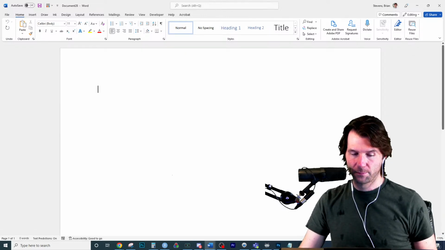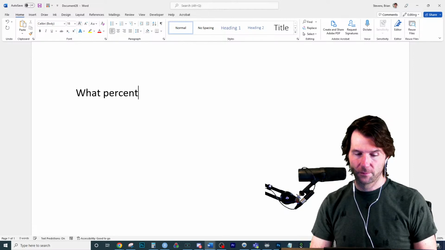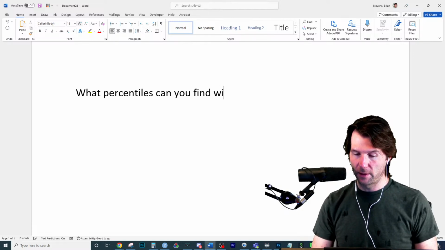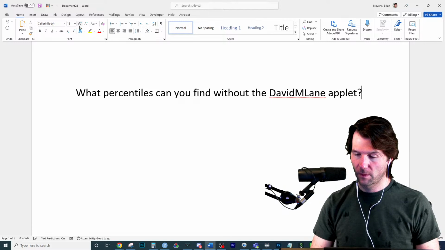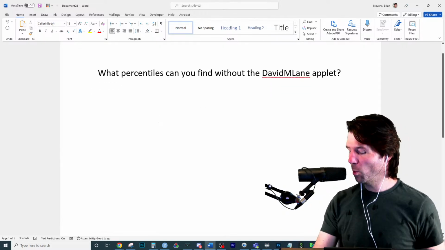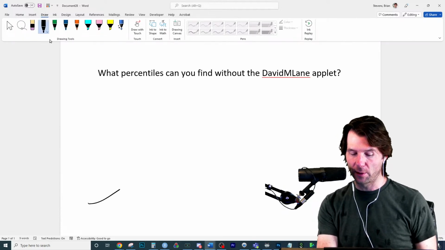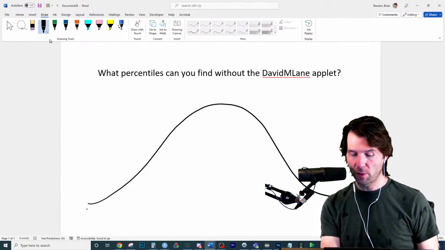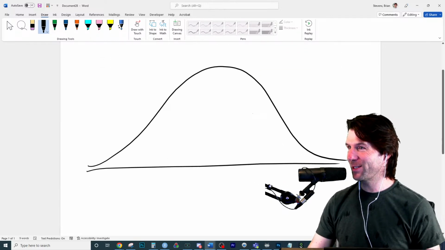Let's think about this. What percentiles can you find without the David M. Lane applet? Let's draw out the curve. And there should be a very easy percentile to find at the start. What is the easiest percentile?